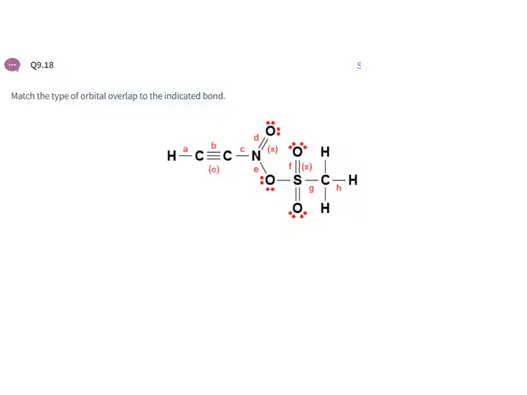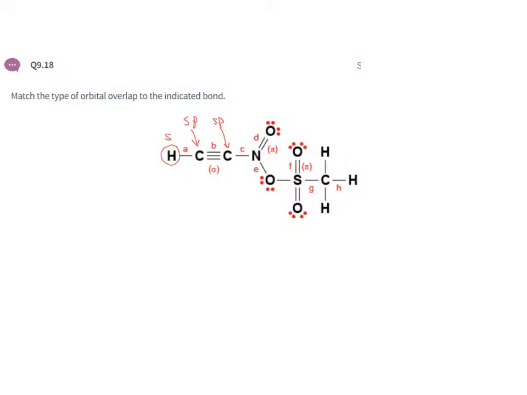If we look at this first hydrogen here, hydrogen will always have an s orbital. If we look at this carbon in the triple bond, this carbon has 2 electron domains. Because it has 2 electron domains, it will be sp hybridized. 2 electron domains, an s orbital plus a p orbital gives me 2 hybrid orbitals that are sp. The same with this carbon here, which will also be sp hybridized.